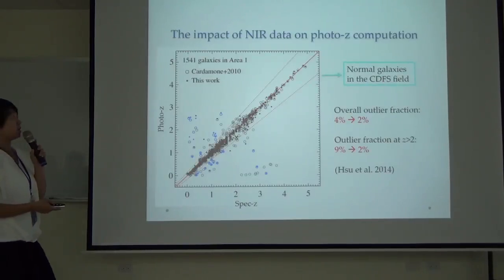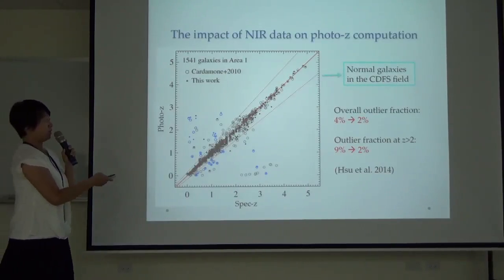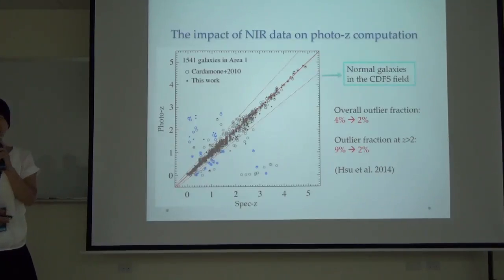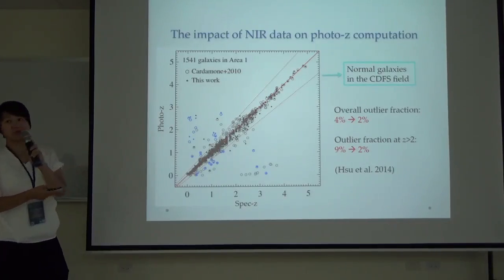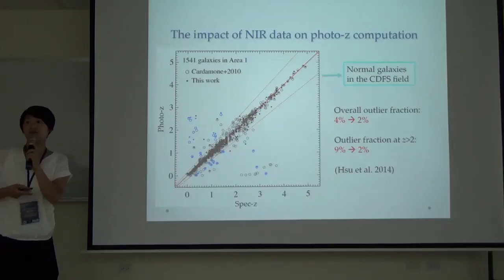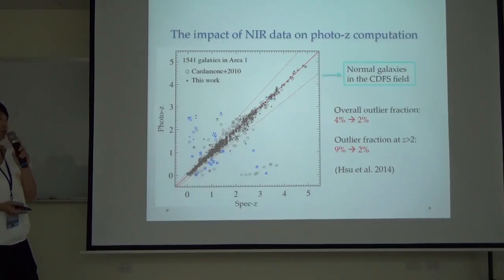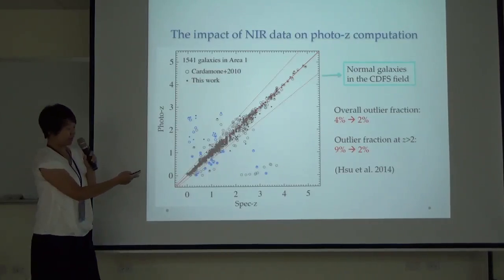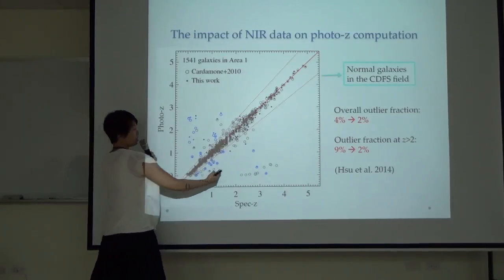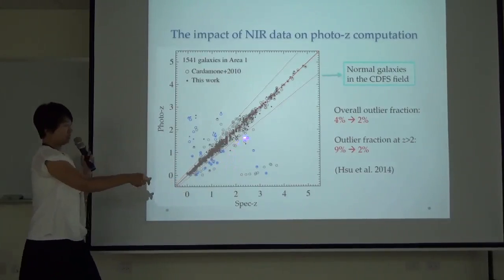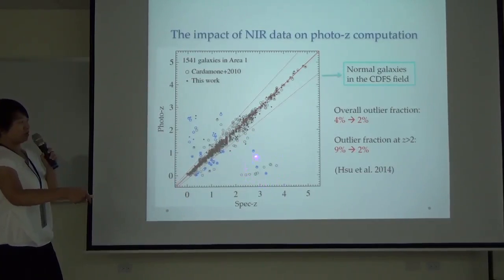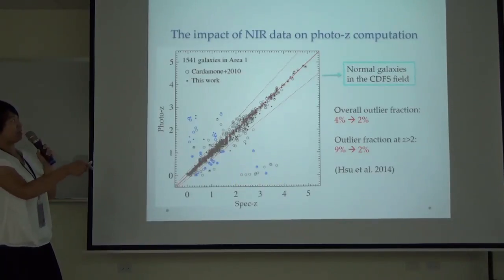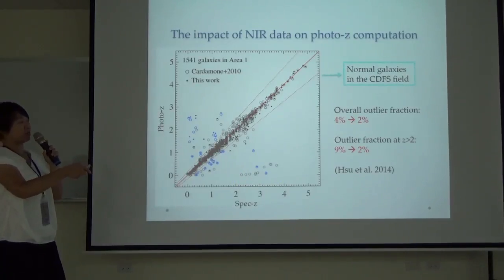Here's my work in the GOODS-South region. The black points are the data from the CANDELS catalog, which contains HST WFC3 infrared data, and the open circles are the data from Cardamone 2010, which had no HST infrared data. So you can see the difference between these two works. I would like to emphasize the high redshift sources here. You can see that these are open circles, coming from the data of Cardamone 2010.